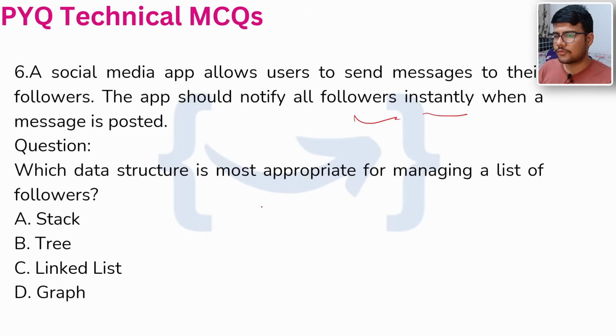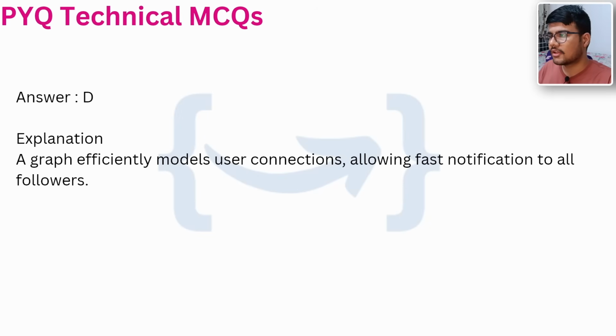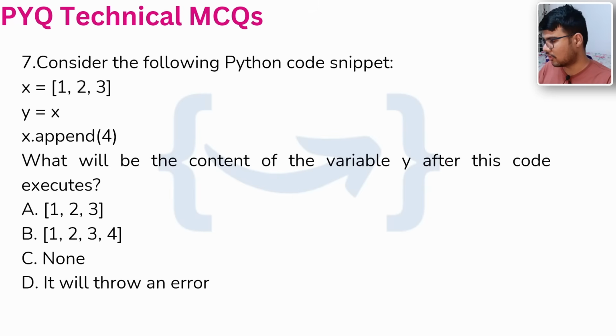Which data structure is inappropriate for managing a list of followers? If you have studied graph, it basically helps to implement this particular logic of friends, followers, and mutuals. When you study graph, in any of the courses you are pursuing or any of the lecture videos you are watching, a teacher definitely relates graph with social networking. Isn't it? Have you analyzed this particular pattern when you are learning graphs? If yes, do let me know in the comment section. So graph efficiently models user connections, allowing fast notification to all followers.